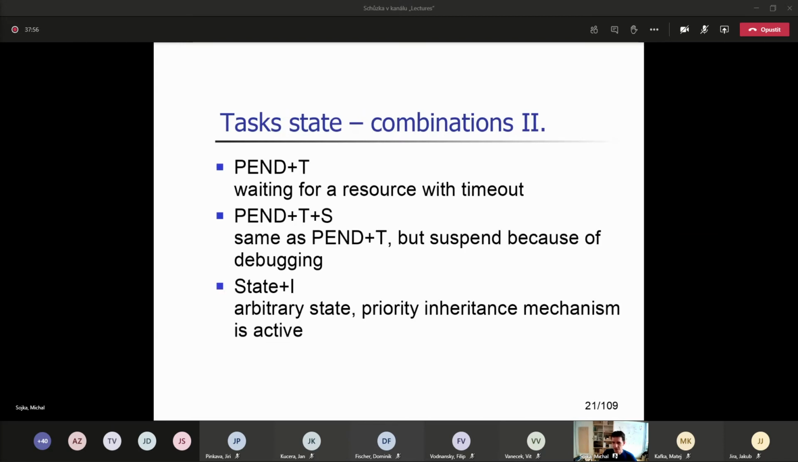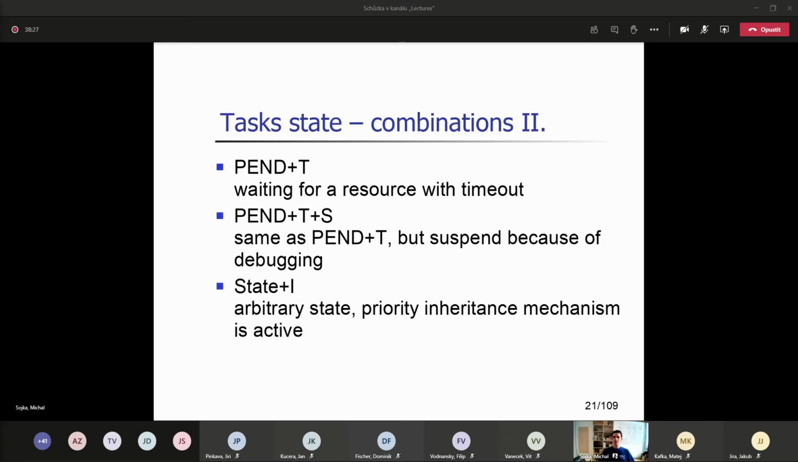It's not only like this, there can be other combinations. If you see plus T in the task state, it means that we are in pending state and we are waiting for a resource with timeout. Of course, you can see plus T and plus S, and you can also see plus I. Plus I means that there is a priority inheritance mechanism active. We will talk about priority inheritance soon.